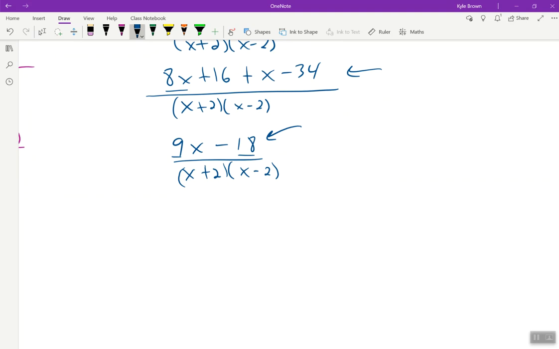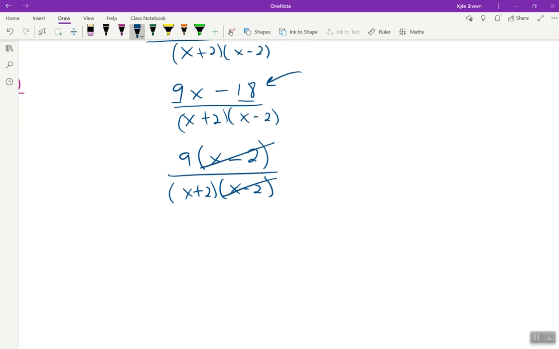So if we factor out a 9 out of that, we'll have 9, and then start a bracket, and then you just have what's left, right? So you have x minus, and then 18 divided by the 9 we took out, that's 2. And that's working out well. So it'll be x plus 2, x minus 2, and then x minus 2 cancels with x minus 2. So in the end here, that simplified a lot. Now we've just got 9 over x plus 2. Okay, one more.